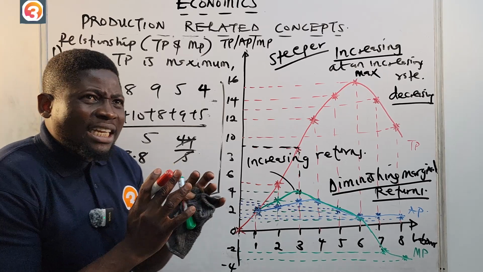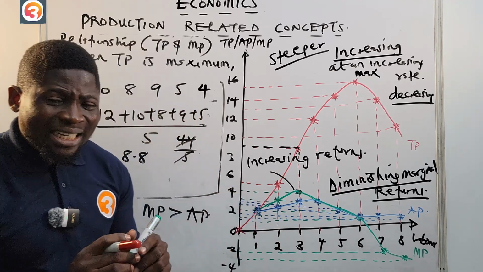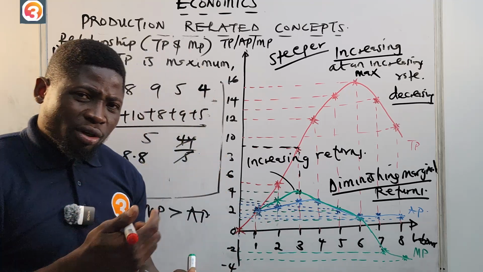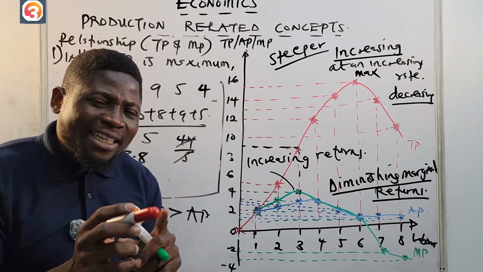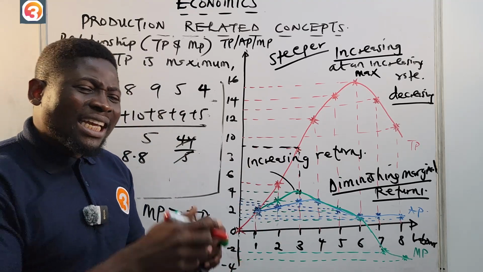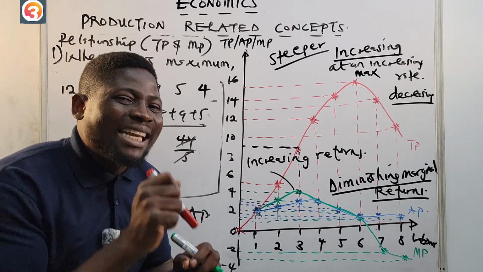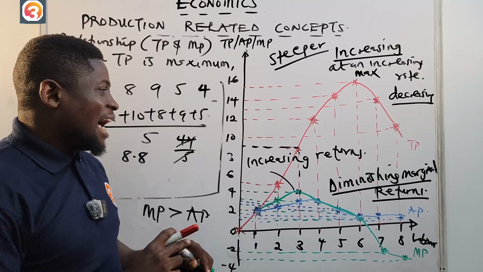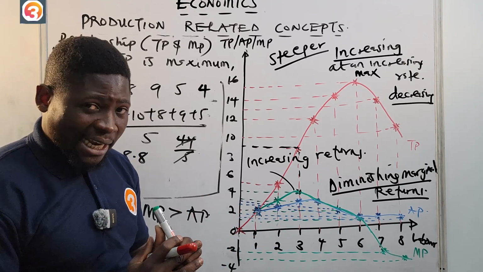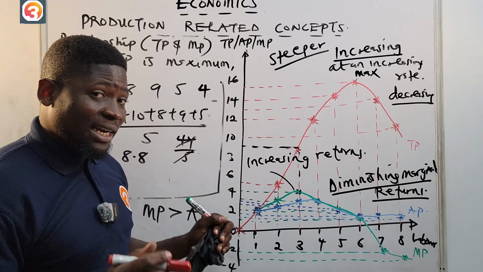So the marginal product is like a magnet. It will pull up the average product if the last worker hired is producing much more than the average, and it will pull down the average product if the last worker hired is producing less than the average. That is how the marginal product and the average product are linked together. I hope we are very clear.